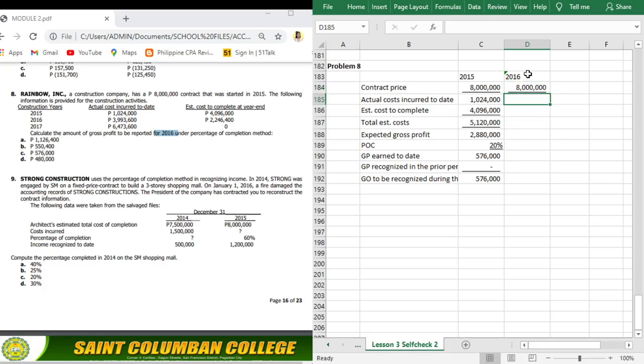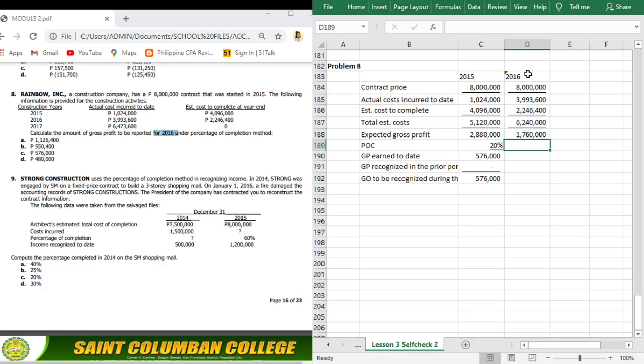While the actual cost incurred to date is 3,993,600. And then the estimated cost to complete is 2,246,400. Okay, the next step is to compute for the total estimated cost and then the expected gross profit. That is 8 million minus 6,240,000.